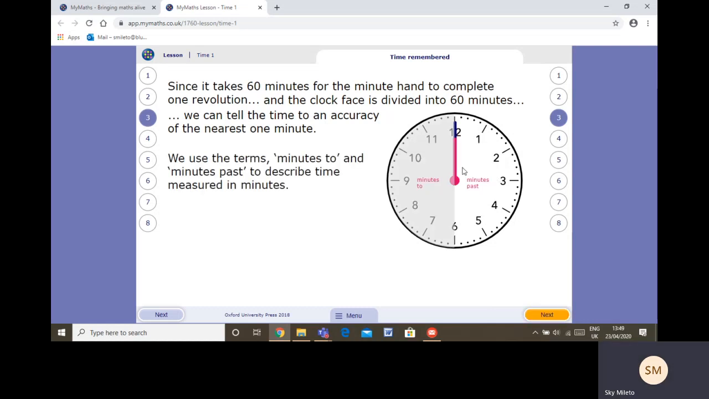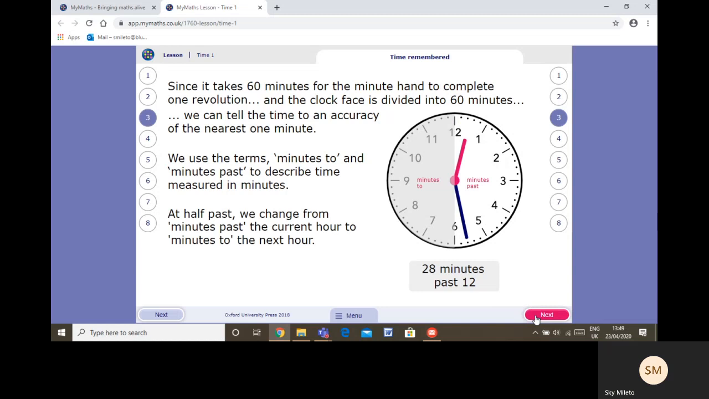We have minutes past the hour up until half past, and minutes to the hour from half past to the 12. So here we're 29 minutes past the hour, then 30 minutes past the hour, or half past 12, and then it would be 29 minutes to 1. 29 minutes to 1. So count up, past. As soon as it's past half past, it's to the next hour. 28 minutes.